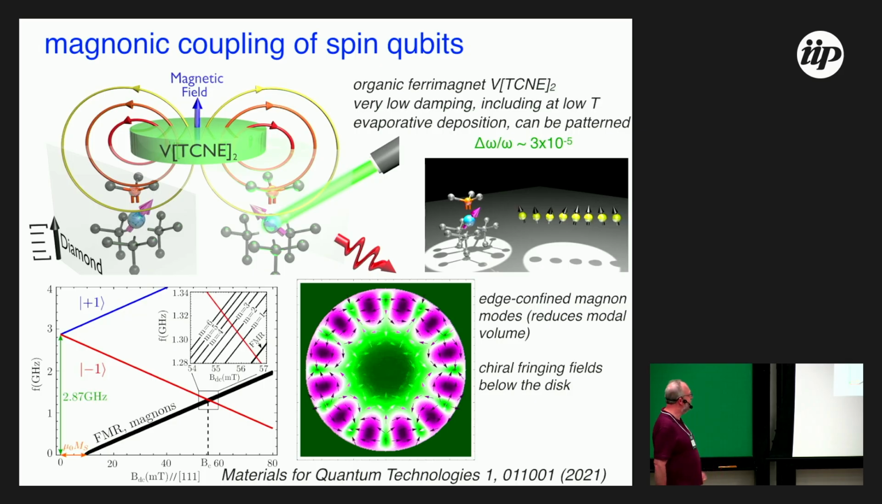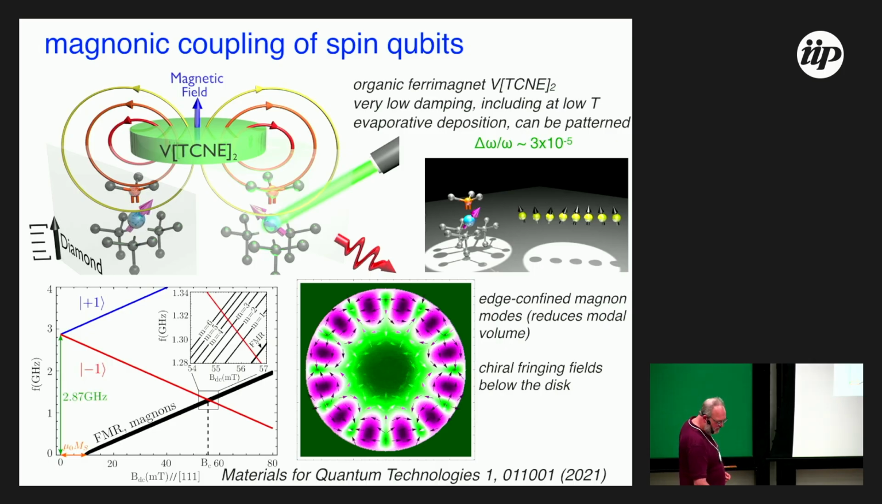Okay, so here is this work on magnonic coupling of spin qubits. We're using this magical material, vanadium tetracyanoethylene, which is an organic ferromagnet with a very low saturation magnetization, which is not great, but it also has an exceptionally low damping. It has a loss line width, essentially an alpha parameter of 3 times 10 to the minus 5 in thin film form, which is actually better than most YIG that you might find. And probably it's because the saturation magnetization is less.